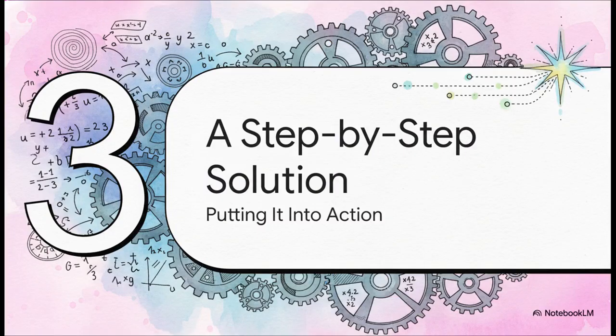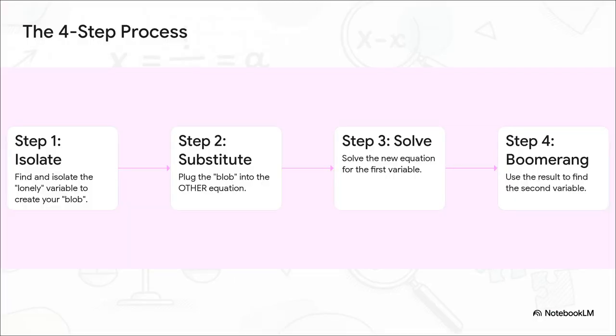All right, enough with the theory. The best way to really get this is to see it in action. So let's grab a sample problem and walk through it together, using our new strategy step by step. We're going to follow a super simple 4-step process. Number 1, isolate that lonely variable to create your blob. Number 2, substitute that blob into the other equation. 3, solve the new equation you just made. And 4, my favorite part, the boomerang step. You use that answer to swing back and find the final variable.